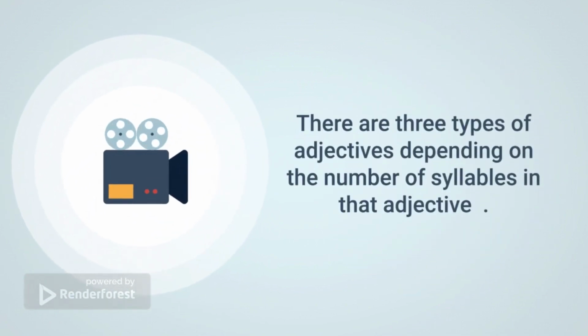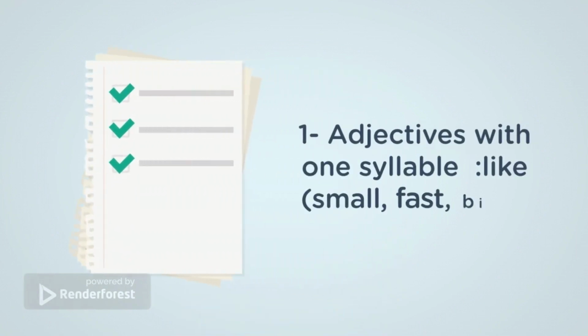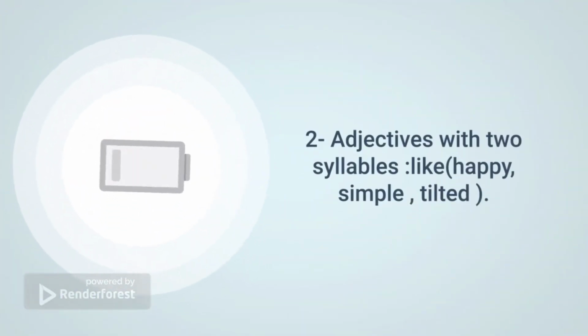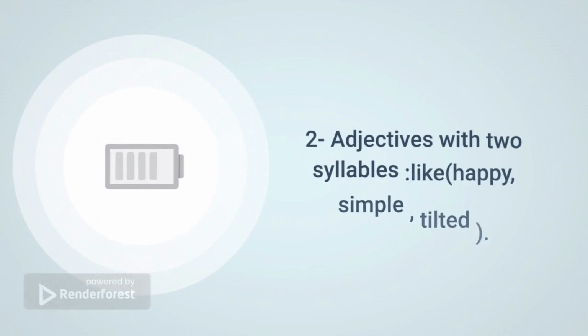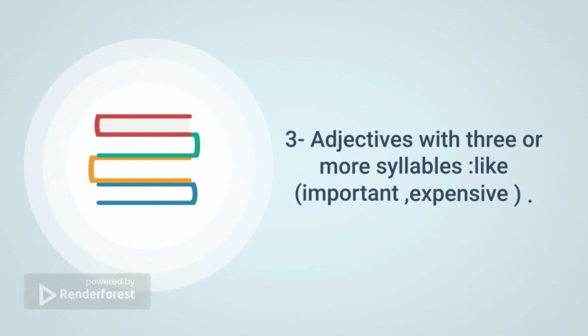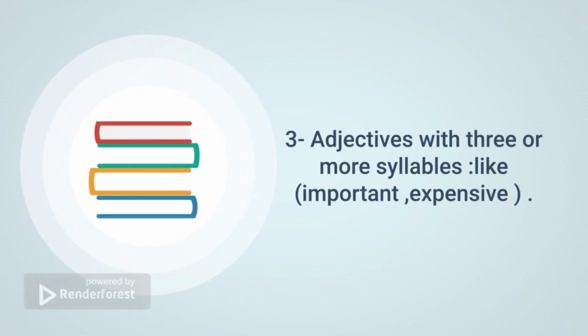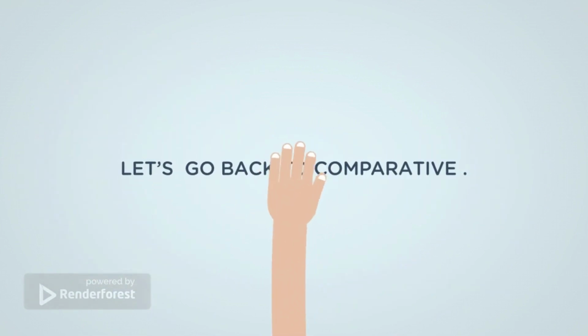There are three types of adjectives depending on the number of syllables in that adjective. Adjectives with one syllable, like small, fast, big. Adjectives with two syllables, like happy, simple, tilted. Adjectives with three or more syllables, like important, expensive. Let's go back to comparative.